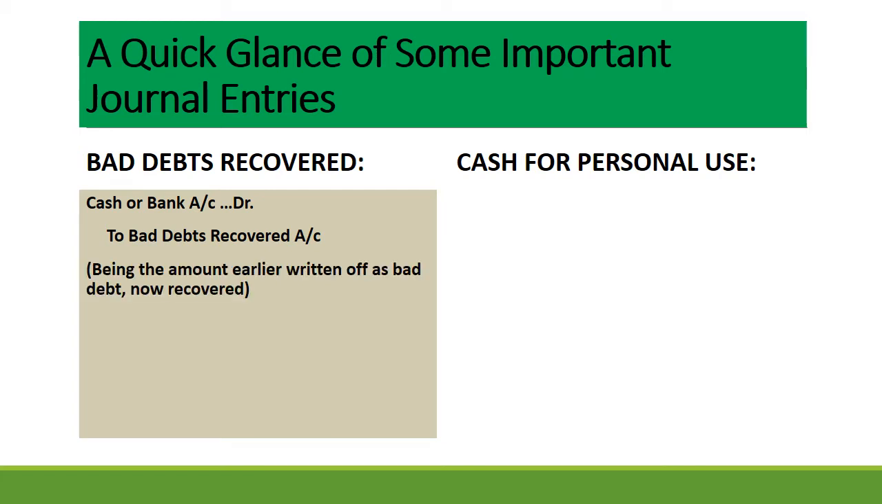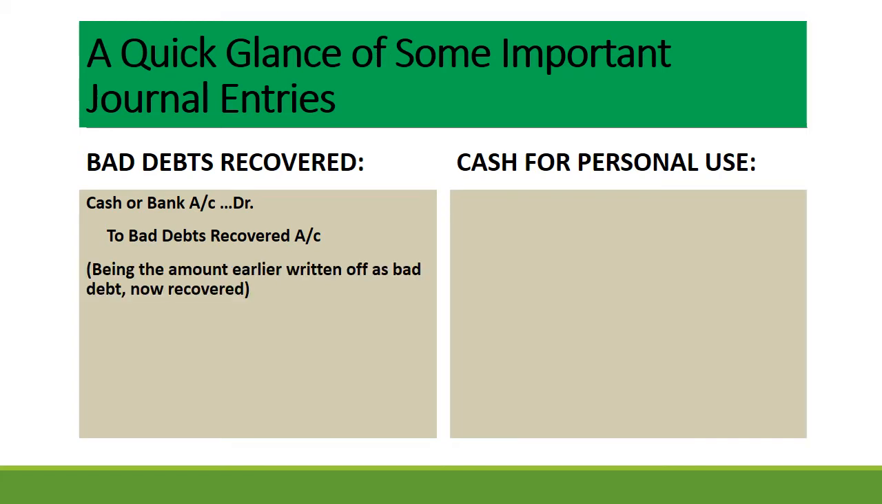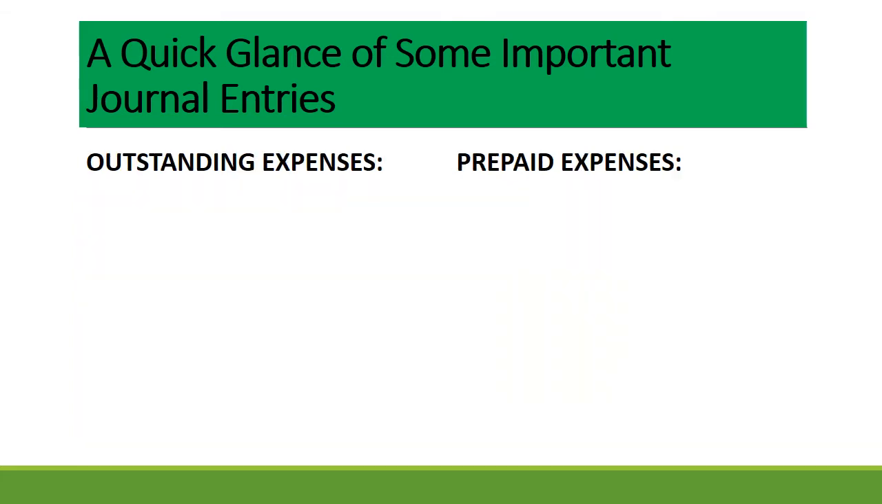Now, there is one more situation when cash is used by owner for their personal use. When cash or goods both taken by owner for their personal use, entry is drawings account debit to cash account. Now next entry is for outstanding expense.